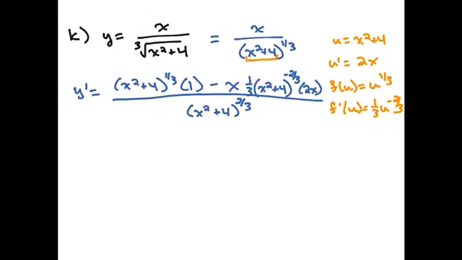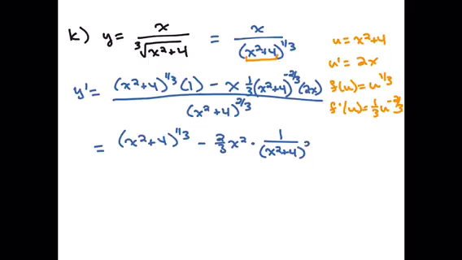Okay, so we want to clean this up. I have (x squared plus 4) to the 1/3 power, and I have minus 2/3 x squared times (x squared plus 4) to the negative 2/3. I'm going to write this in the denominator so I can have a positive exponent, all over low squared. And I rewrote it so I could see that I have a complex fraction, a fraction inside of a fraction, and I don't like that.